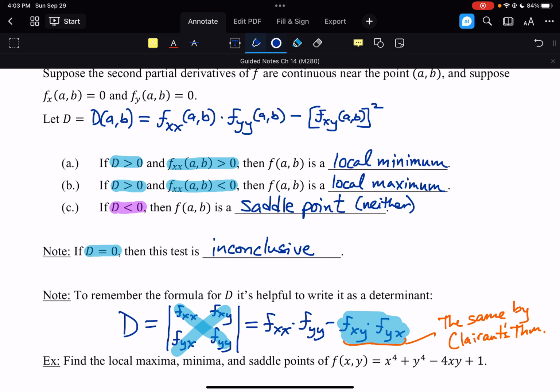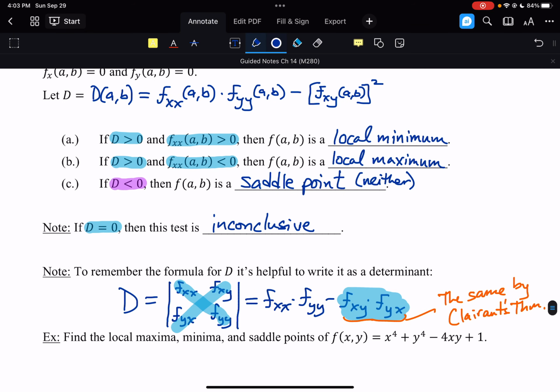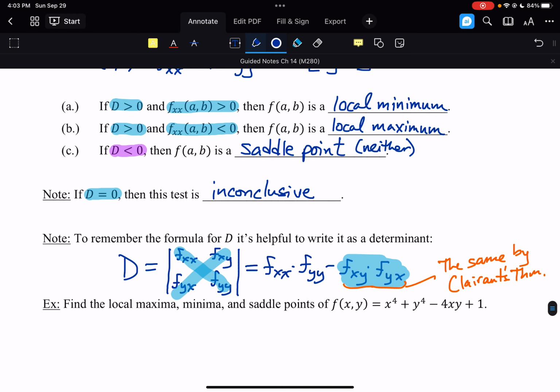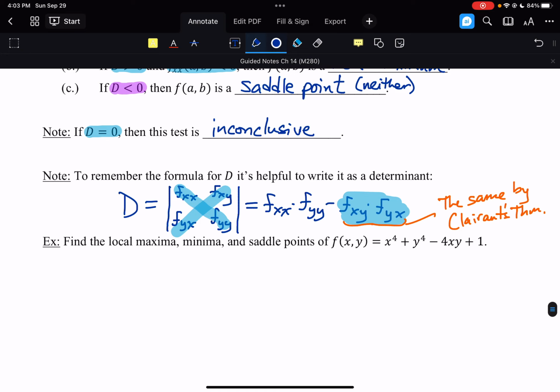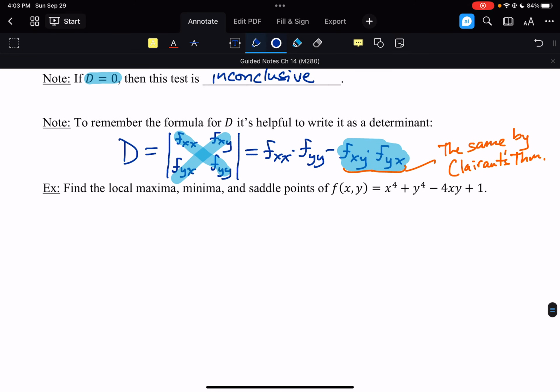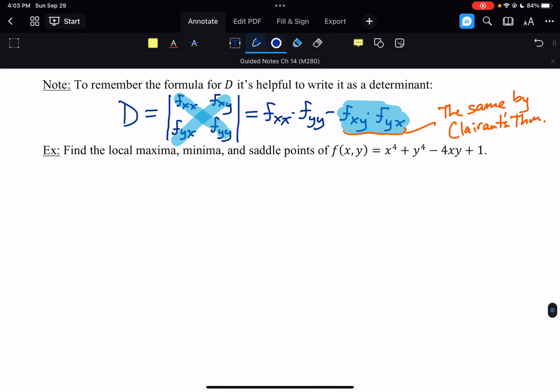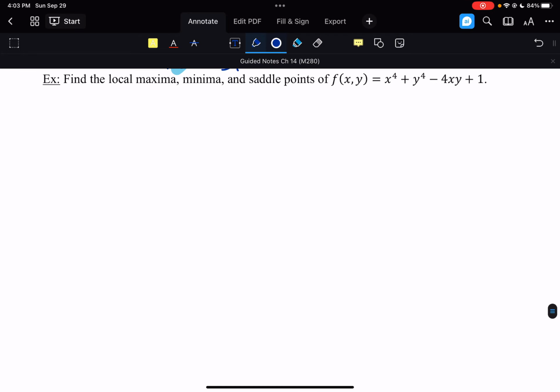So this determinant method, some people find it helpful, others don't. If you like it and this is an easier way for you to remember it, that's great. Go with it. If it's just more confusing than trying to just remember this formula up here, then don't worry about it. It's just an extra aid. It's not a necessity. All right. Let's take a look at an example.